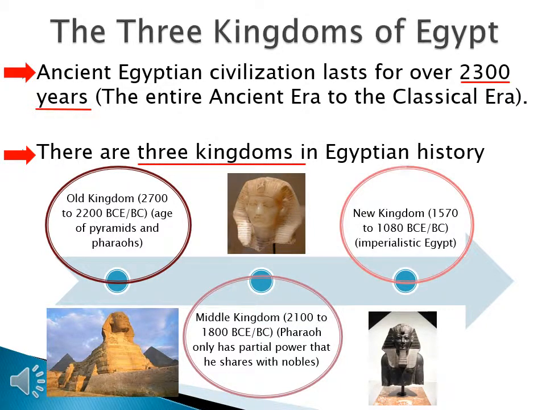Finally, we have the New Kingdom. That lasts from 1570 BCE to 1080 BCE. This is imperialistic Egypt. One pharaoh running the land, and he is trying to expand his empire to make it as big and as strong as possible. These are the three unified times, the three kingdoms of Egypt. Go to the next slide.